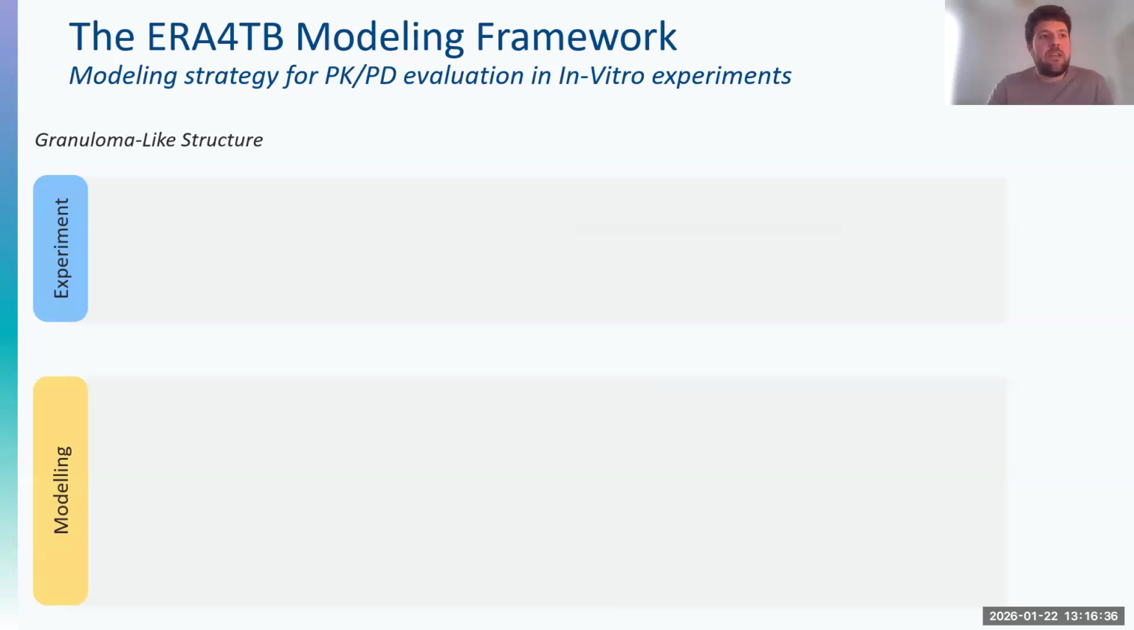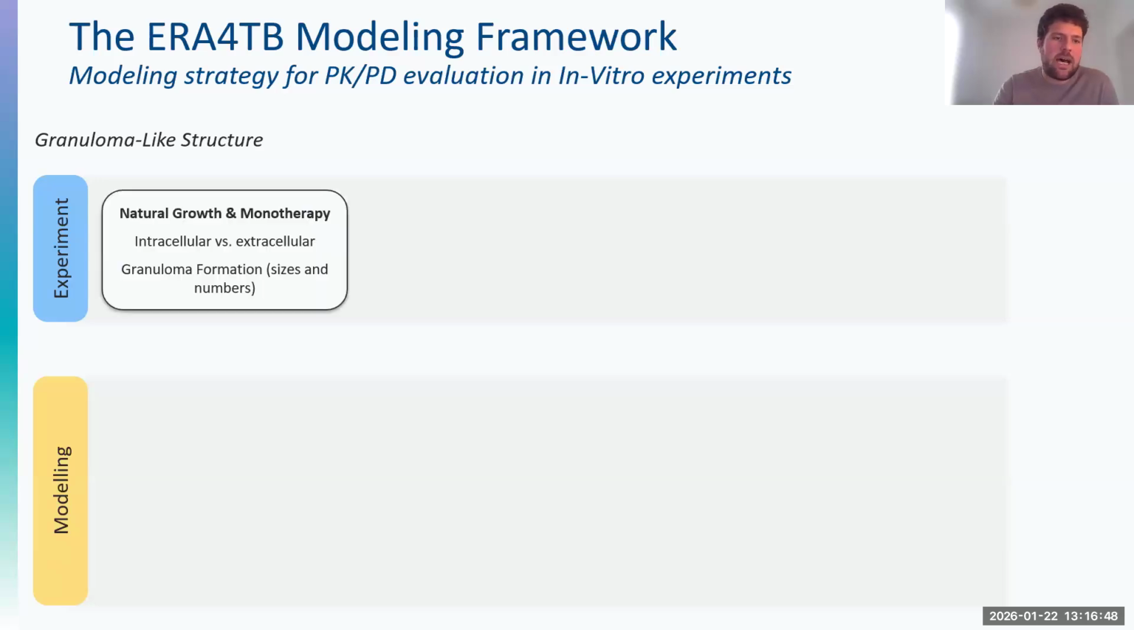Now, this is generally applied for the more standard approaches like time-to-kill assay experiments or hollow fiber system experiments. Let's give another example, for the granuloma structure, which is a type of in vitro experiment that allows us to look at the differences of intracellular versus extracellular, plus it tries to mimic the formation of the granuloma to see the potential effect of the immune system.